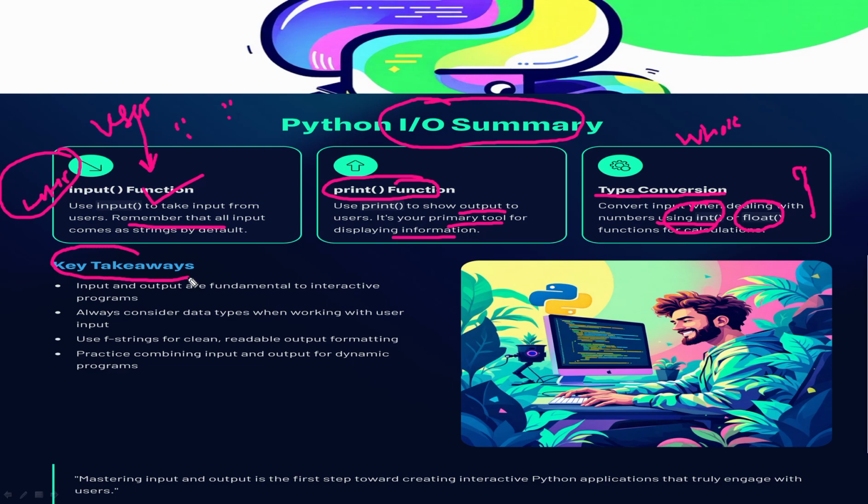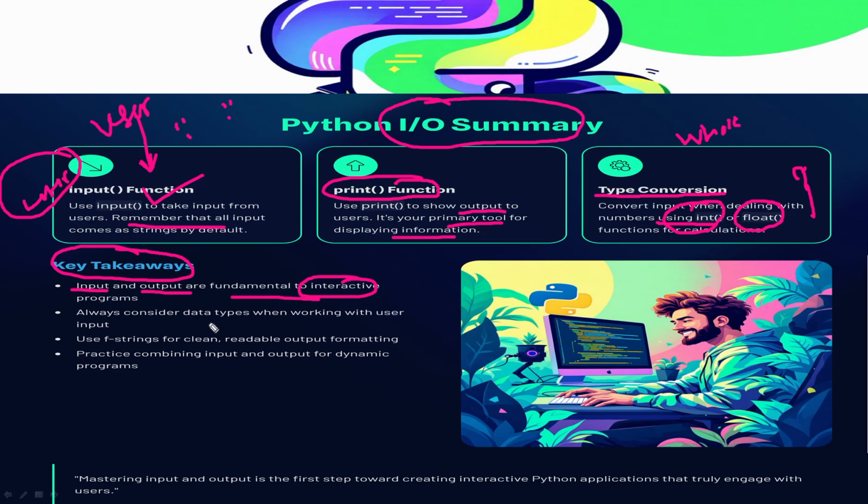Now here are some key takeaways. Input and output functions are fundamental to interacting with programs. These input and output operators are fundamental to interactive programs. If you want to interact, it means you are going to communicate with the computer face-to-face. If you want interaction between the computer and the program, the input and output operators are the fundamentals.